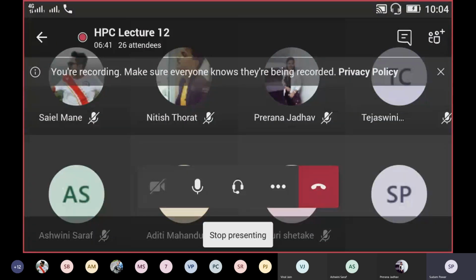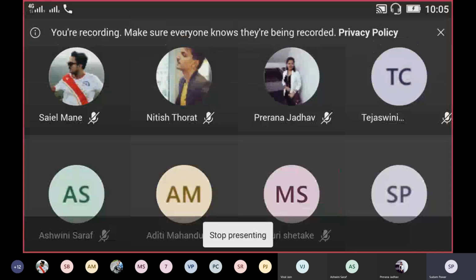Only 26 attendees there yet. This is not a good strength yet. It is also the wastage of time because we are waiting for the students here.